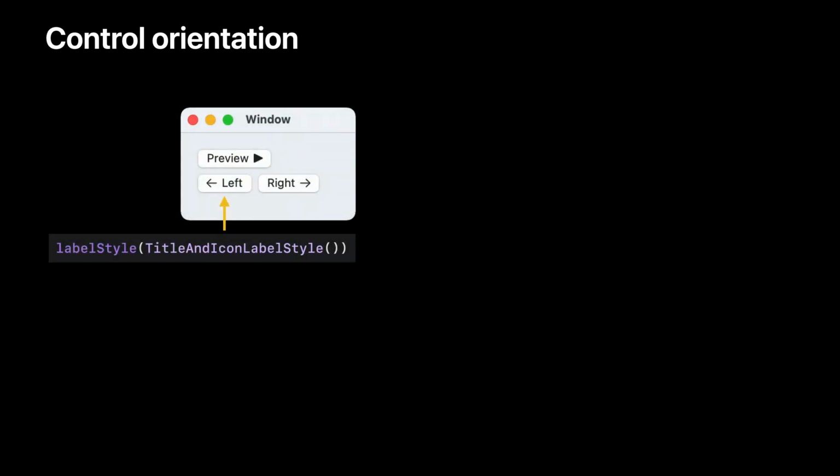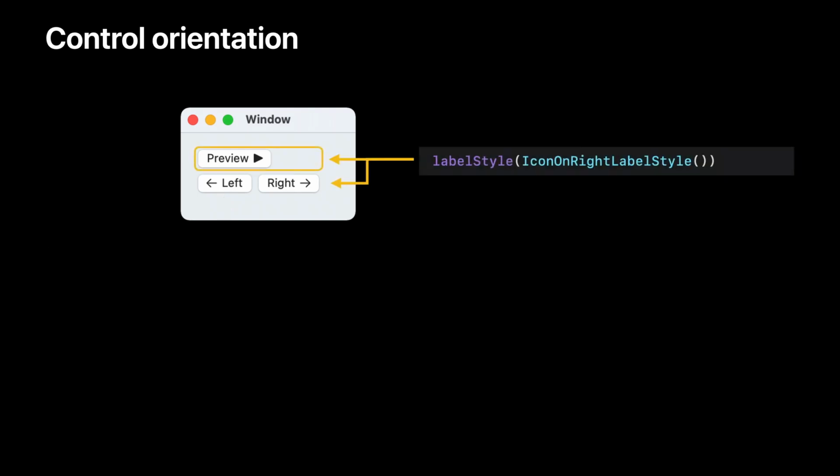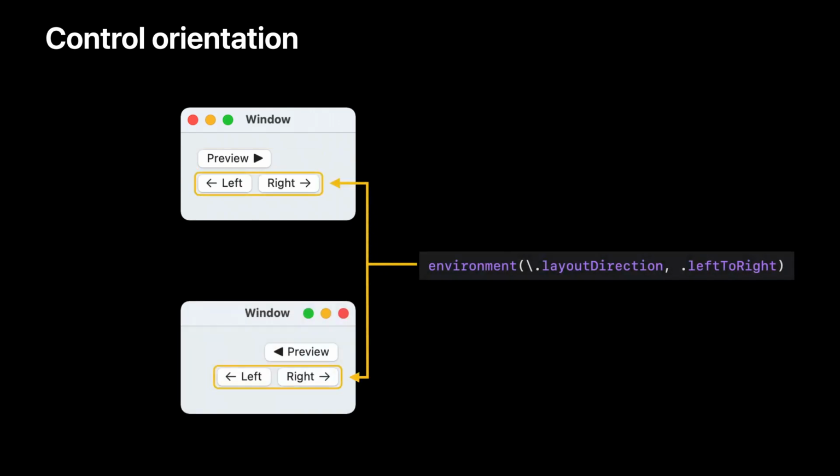So to recap, the left button has its icon on the left because we used the built-in title and icon label style, and the preview and right buttons have their icons on the right because we used a custom label style we called icon on right label style. The left and right buttons don't change their order or the internal arrangement of their labels because we added an environment modifier to the HStack that contains them, setting the layout direction to left to right. The preview button reverses the internal arrangement of its label because it doesn't have that modifier.